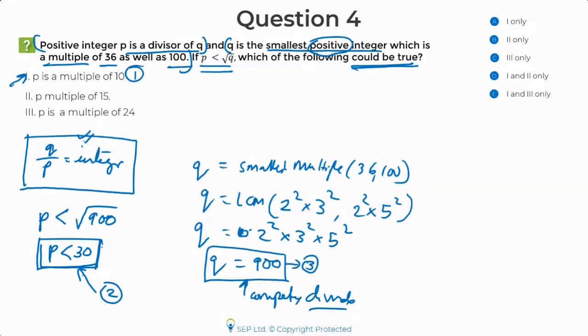I'm looking for a could-be-true statement. So the moment I can think of one value, I can say P could be 10. I'm looking for a could-be-true statement. So that is true. Very good, guys. Second one, P is a multiple of 15.